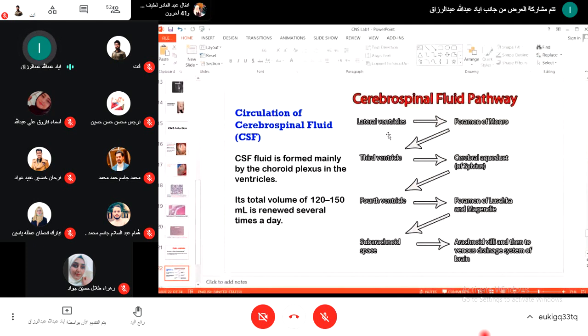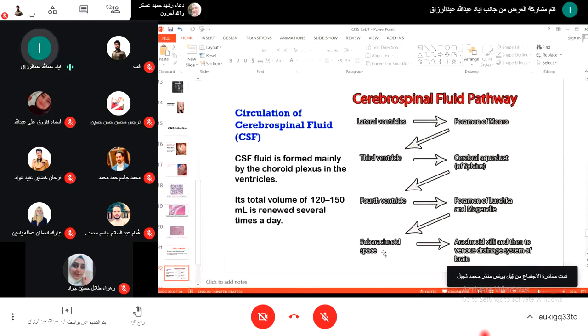ومن ال lateral ventricles through the foramen of Monro pass to the third ventricle, then to the aqueduct of Sylvius, then to the fourth ventricle, foramen of Luschka and Magendie, pass to the subarachnoid space, then arachnoid villi, and then to venous drainage of the brain. This is a simplified diagram of the CSF circulation.